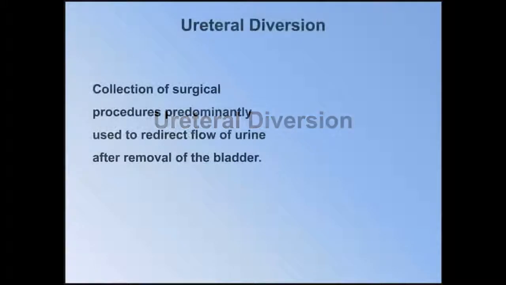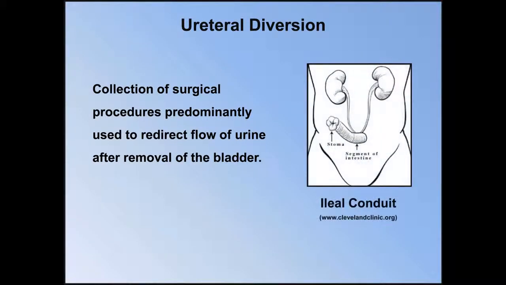Ureteral diversions are a collection of surgical procedures predominantly used to redirect flow of urine after surgical removal of the bladder. Here is a picture of an ileal conduit, in which a small segment of ileum is removed from the normal course of the GI tract. The ureters are implanted into one end, and the other end is sewn to the outer abdominal wall to form a stoma. Only urine and minimal intestinal secretions will flow out of the stoma, which is known as a urostomy.